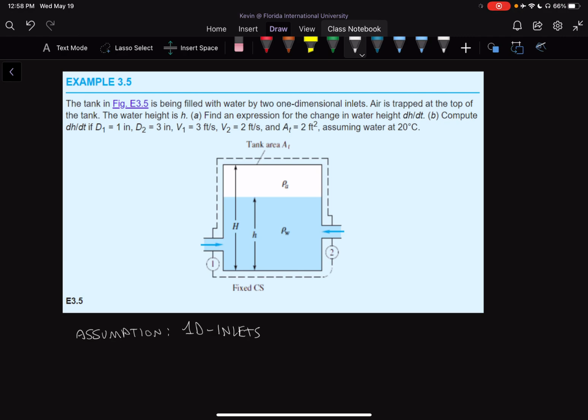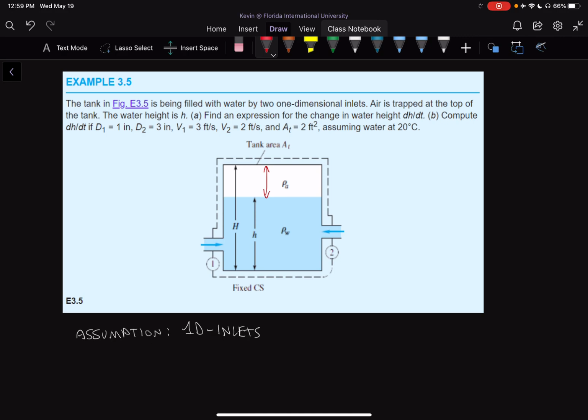Now it says that air is trapped at the top of the tank and the water height is h. So we have a certain amount of air that is trapped at the top of the tank. We can see the air here that is trapped. And we're told to find an expression for the change in water height, dH over dt.